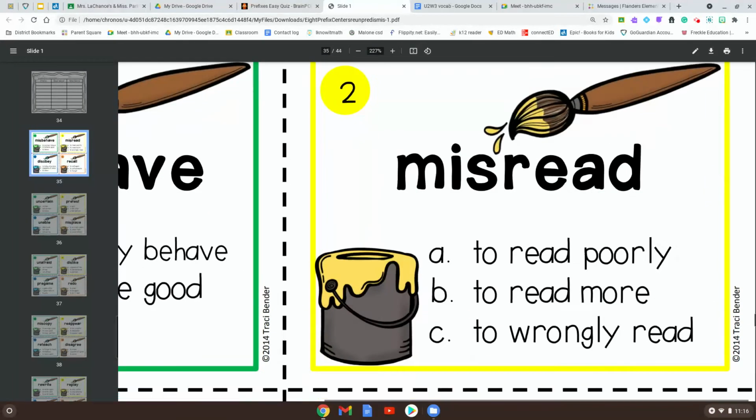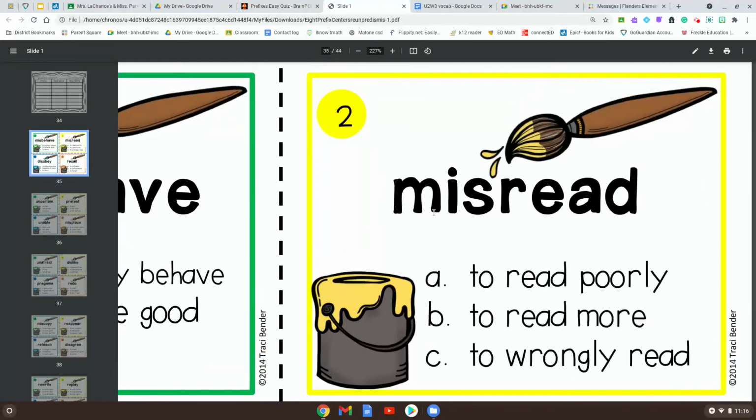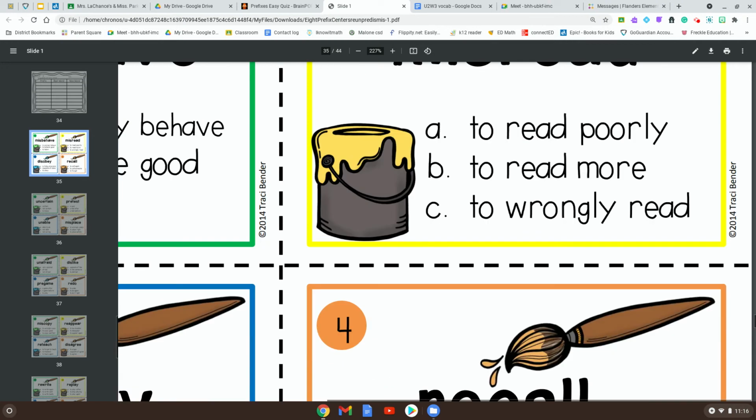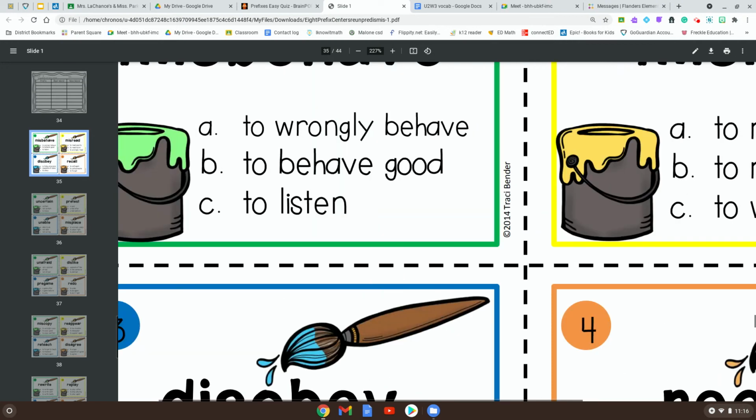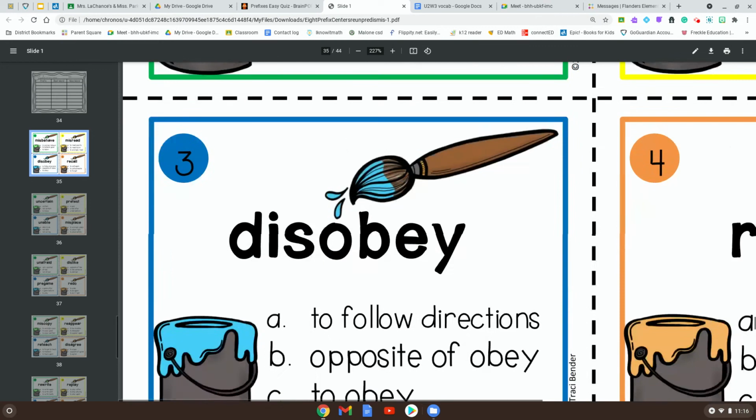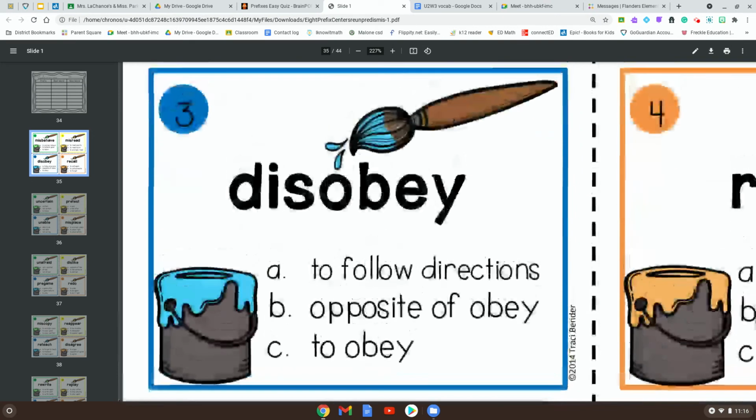Number 2, misread. Does it mean to read poorly, to read more, or to wrongly read? Well, we know that mis means wrong, so it would mean to wrongly read. You read it wrong. Number 3, disobey. Does disobey mean to follow directions? Is it the opposite of obey? Or does it mean to obey?